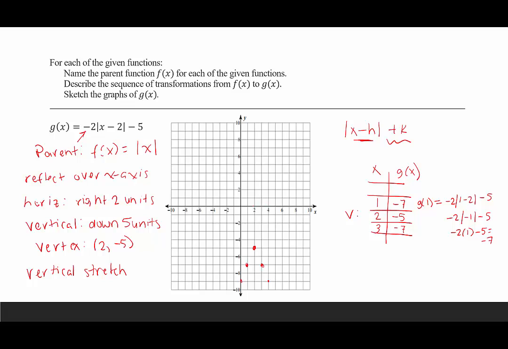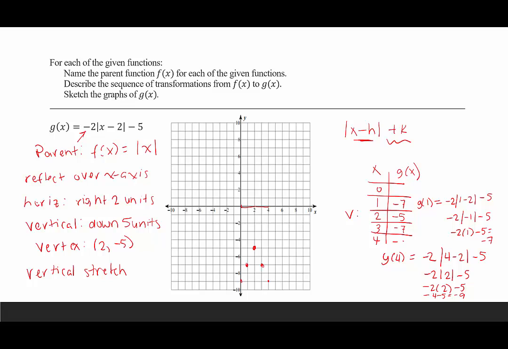We're going to go 2 units to the left. 2 units to the left of 2 is 0. 2 units to the right of 2 is 4. So I know that those two inputs will give me the same output. This time I'll go to the right, so I'll do g of 4. When I plug in 4, I get negative 2 times the absolute value of 4 minus 2, minus 5. Inside the absolute value, we have 4 minus 2 is 2. And the absolute value of 2 is 2, so we have negative 2 times 2 minus 5. Negative 2 times 2 is negative 4, and negative 4 minus 5 is negative 9.